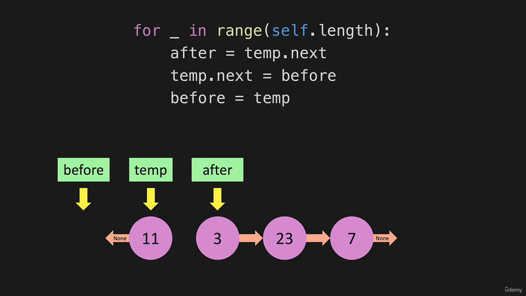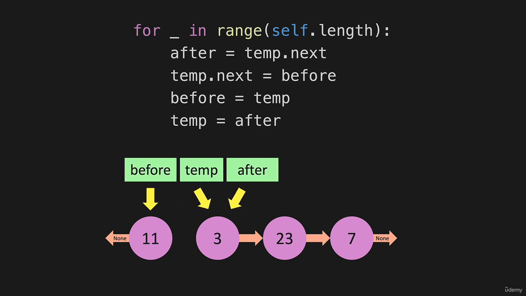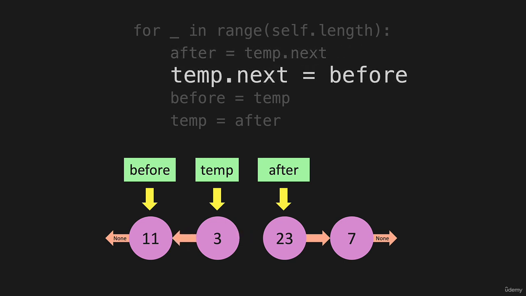Then we say before equals temp. We're going to move that up. And then temp equals after. And that's what gets temp across this gap. So we'll walk through this a couple of times as we go to the end and look at the logic here. After equals temp.next. This has to come first. All 4 of these have to be in exactly the right order. That has to go across before this next line that is going to take that arrow from the 3 to the 23 and flip it the other way.